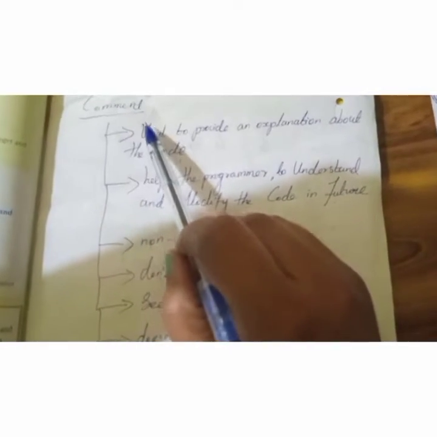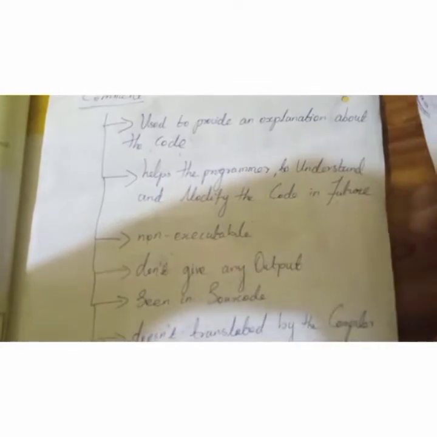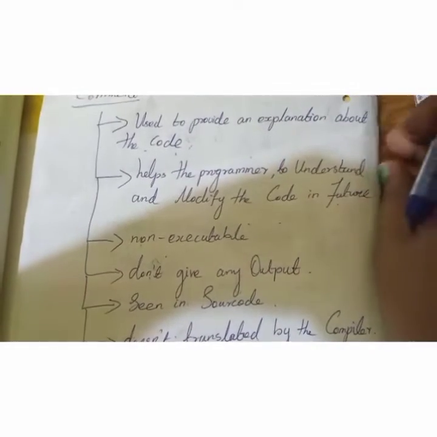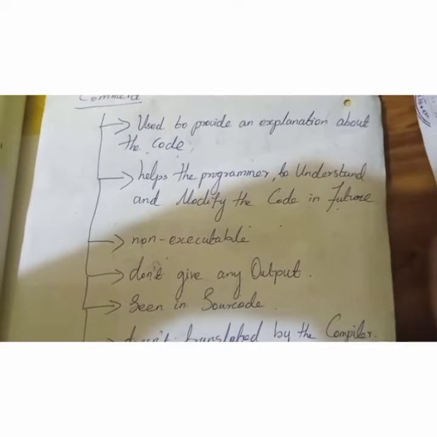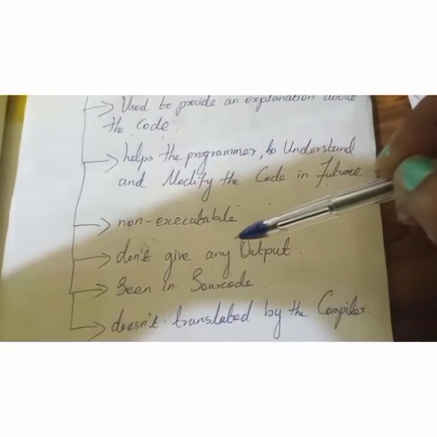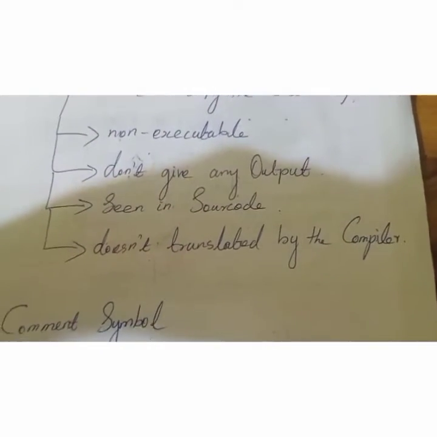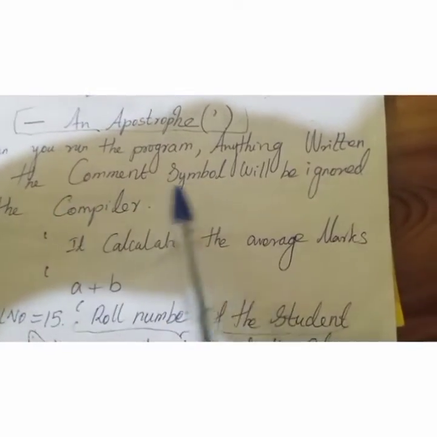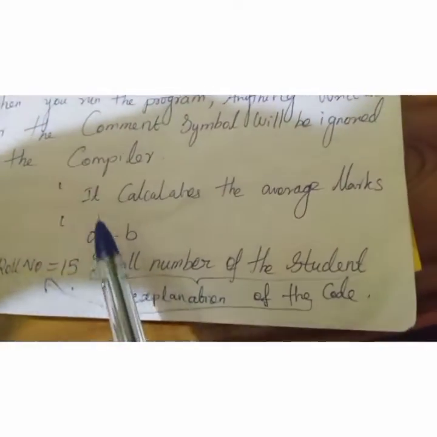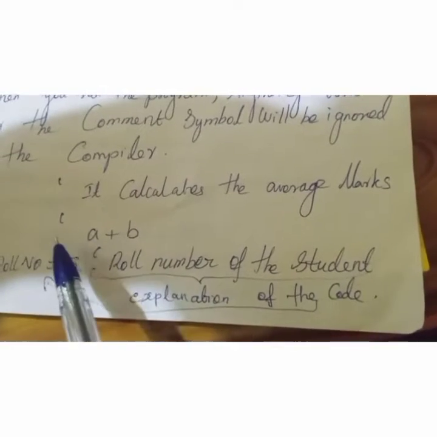Next one is comments. Comments are used to provide an explanation about the code only. They are not executed by our compiler and are not translated into machine code. It just gives the explanation about the program or the code. The comment symbol is the apostrophe. Whatever we write after this comment symbol will be ignored by the compiler when you run this program. See here, these are the explanations. This is one line of code, and I'm giving the explanation about that code.